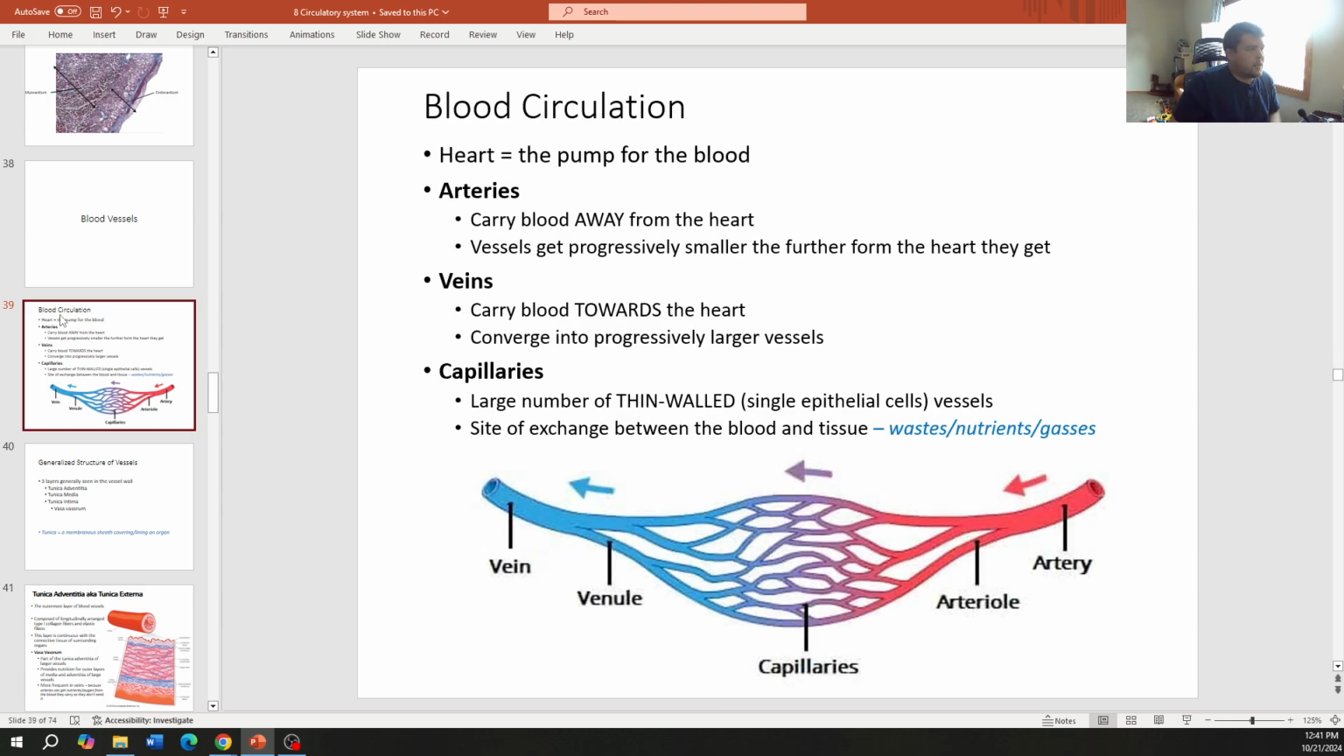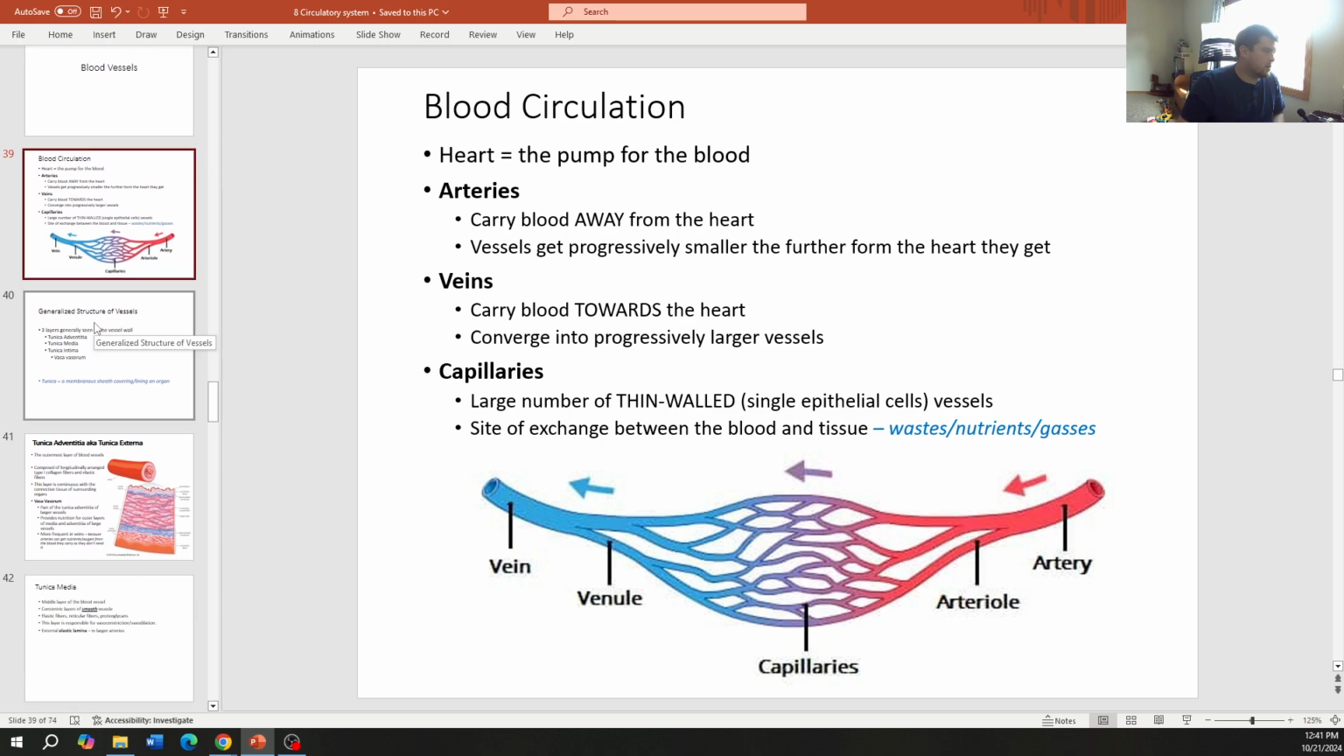So, blood vessels in general. We saw this slide already. Arteries, veins, capillaries, that's what we're talking about today. So arteries carry blood away from the heart. They get progressively smaller. So they start off big, get smaller. Veins carry blood towards the heart, and they start off really small and they get bigger as they go towards the heart. And then capillaries is where we'll spend actually most of our time.